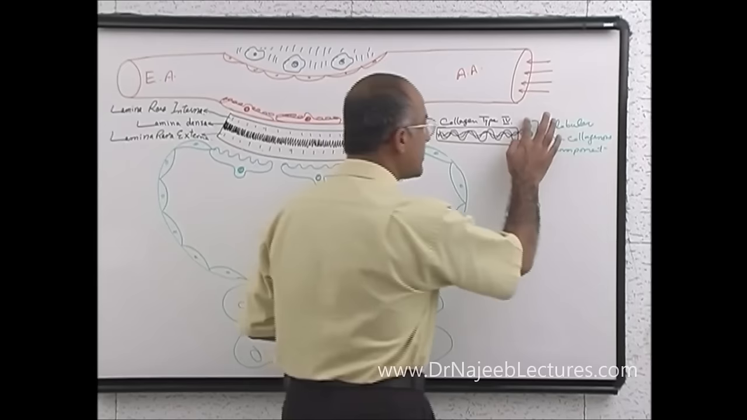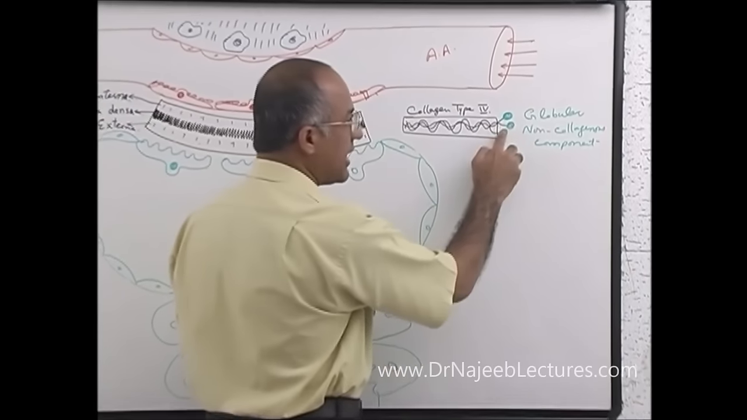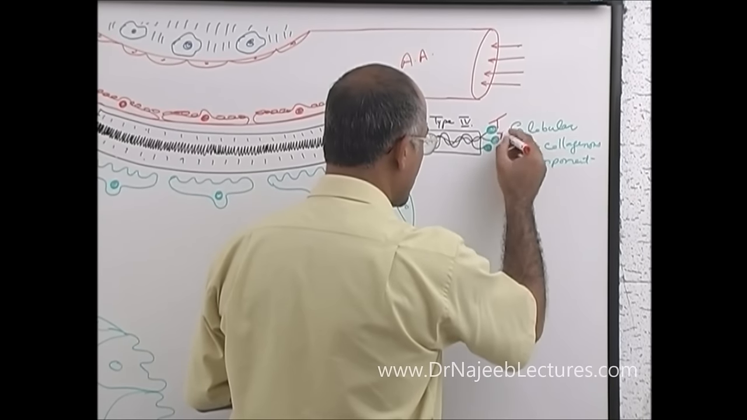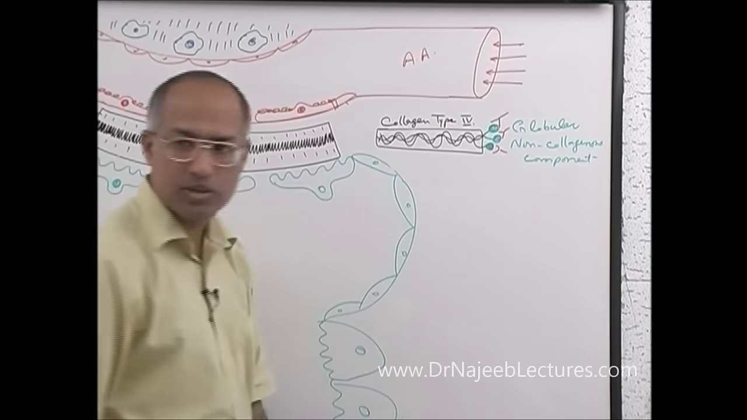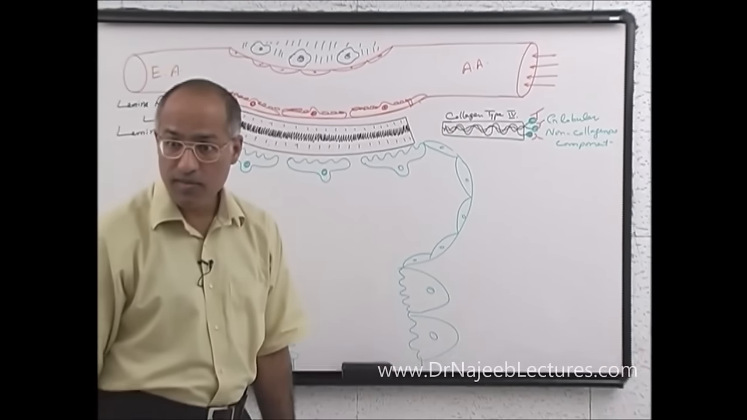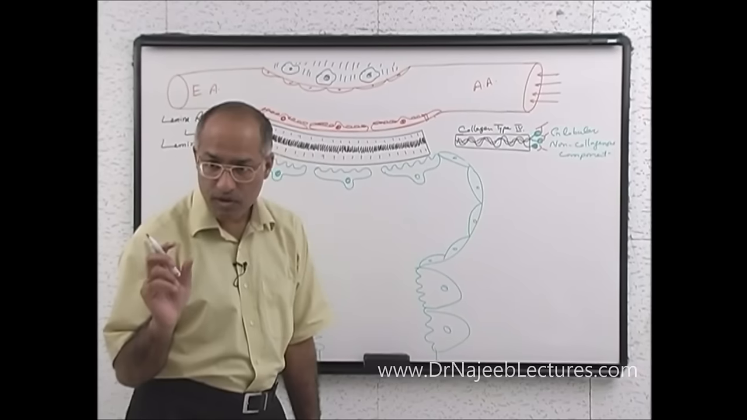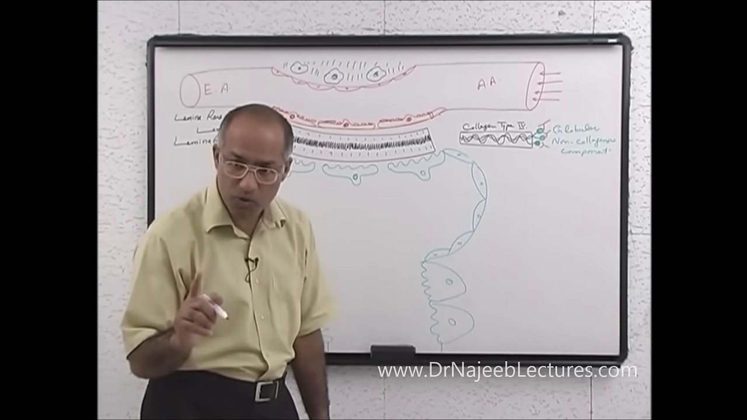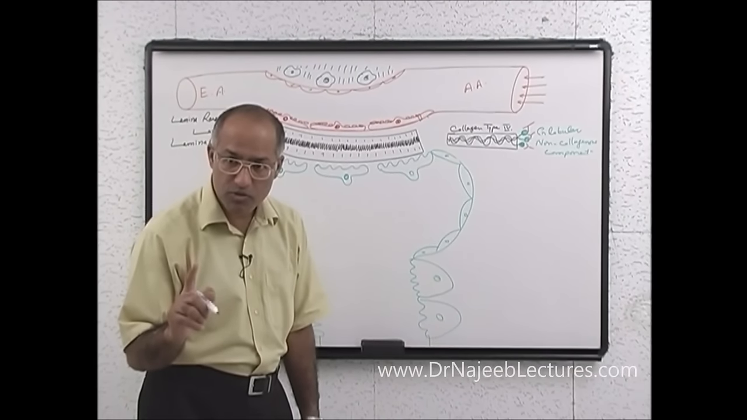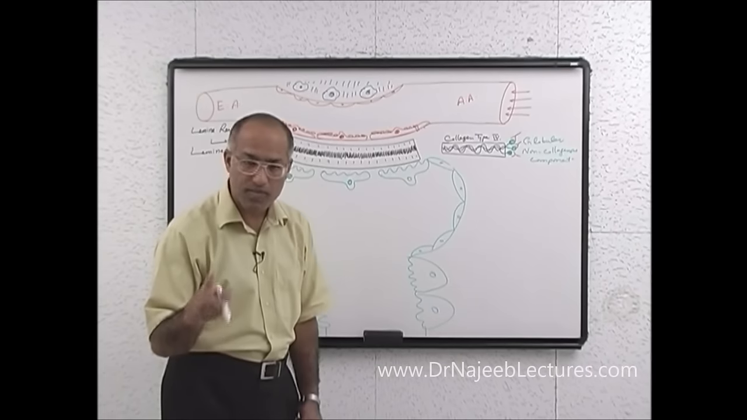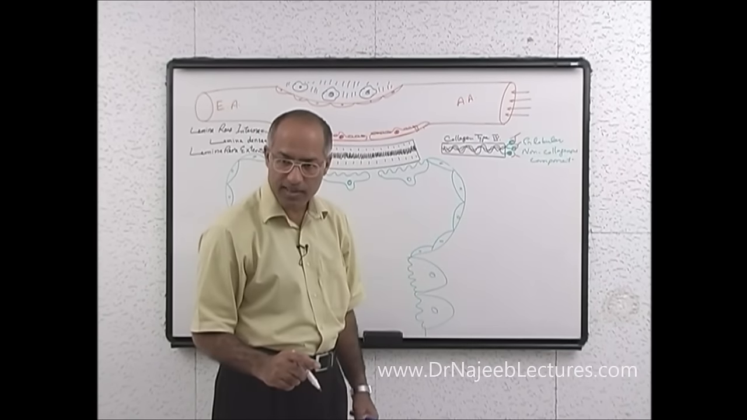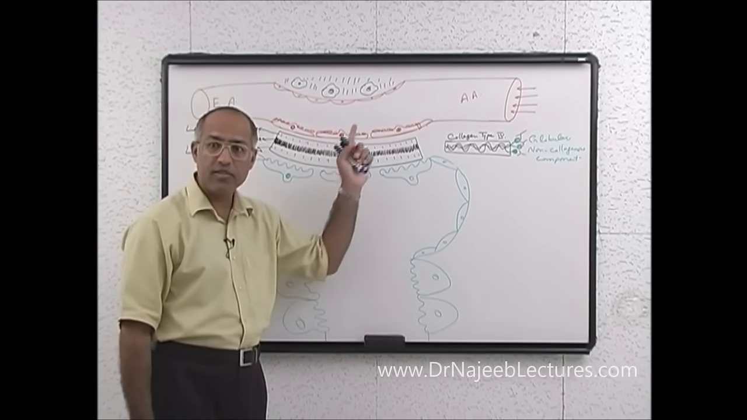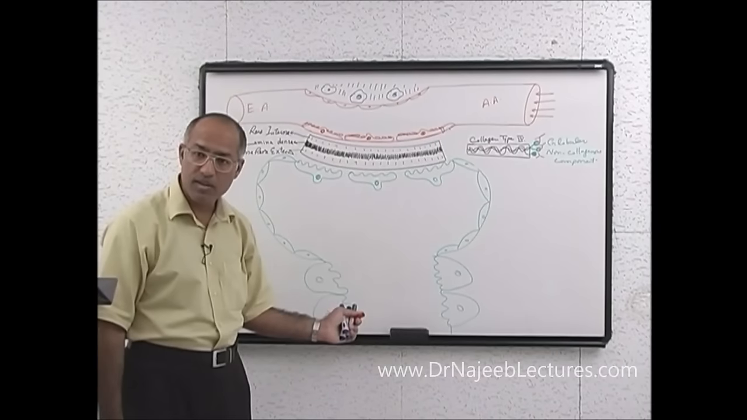There is formation of antibodies against this structure, and these autoantibodies react here with the collagen. Which component of collagen? The globular non-collagenous component of collagen type 4. In some patients, there is formation of autoantibodies against this structure, and these autoantibodies may damage the glomerular basement membrane, and there may be hematuria and proteinuria.